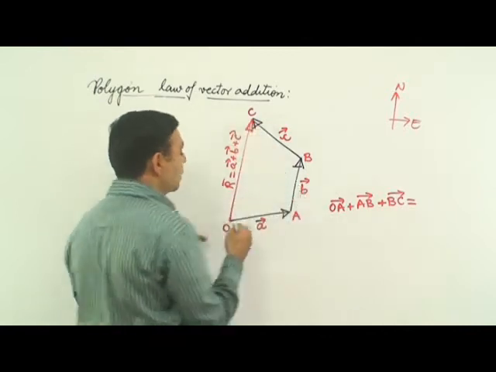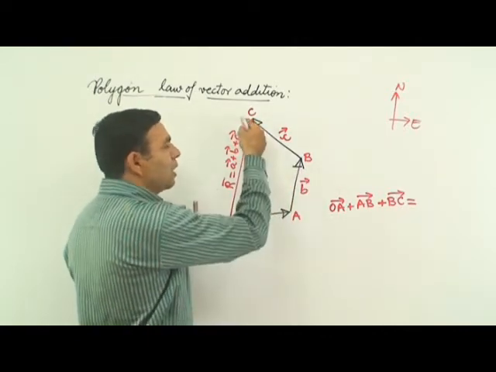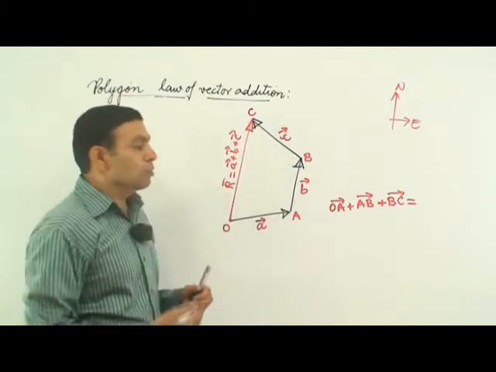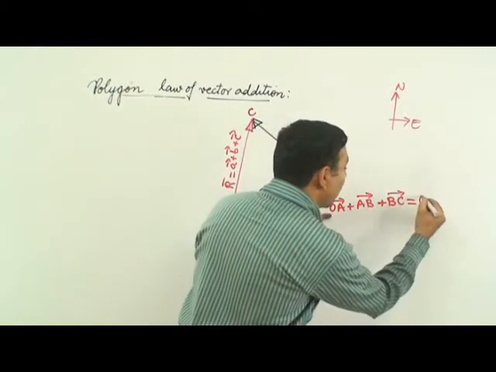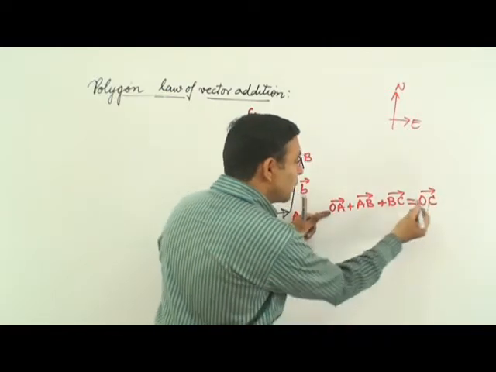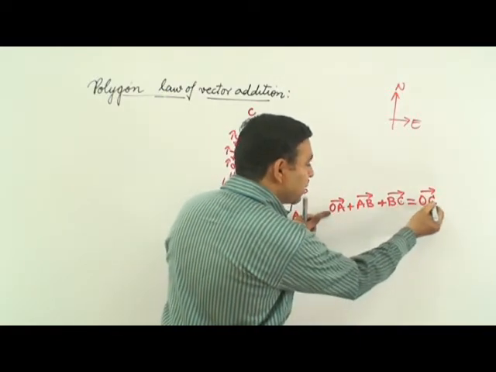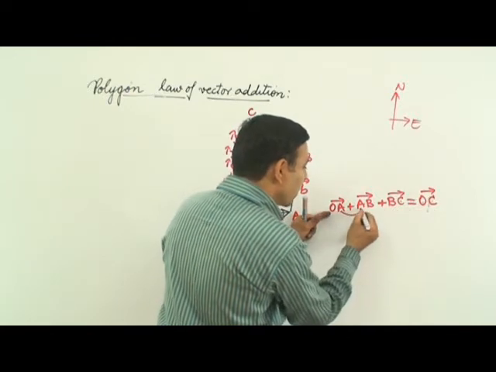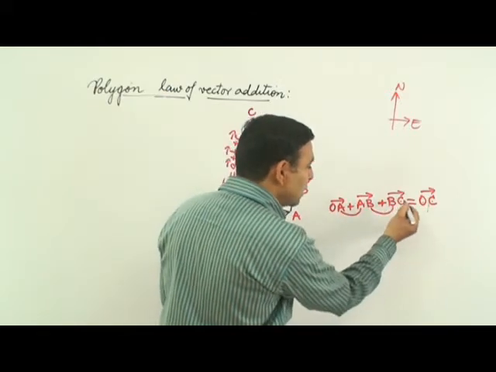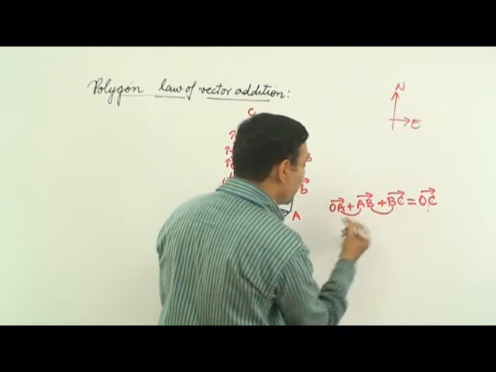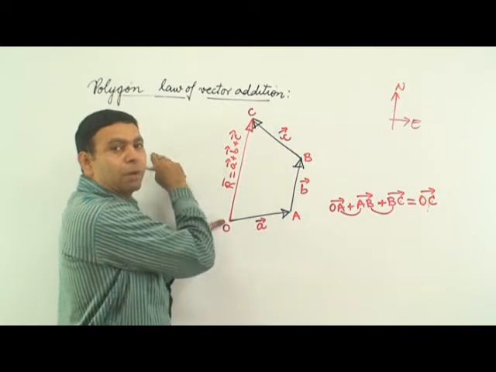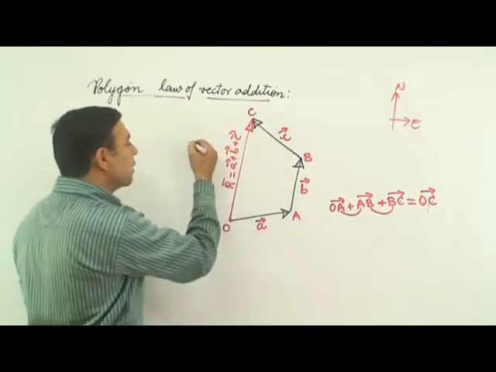You travel this much, this much, this much. How far are you from your residence? This far. Tail-head, tail-head, tail-head, then head-tail. So this is nothing but OC. That means the tail of the first vector is the tail of the resultant, and the head of the last vector is the head of the resultant. The second vector should start where the first ends, the third where the second ends: OA, AB, BC. You can have as many as you wish. The result will be OC; like OA, AB, BC, CD, DE, the result will be OE. Tail-head, tail-head, tail-head, and the resultant head-tail: the closing side in reverse order.